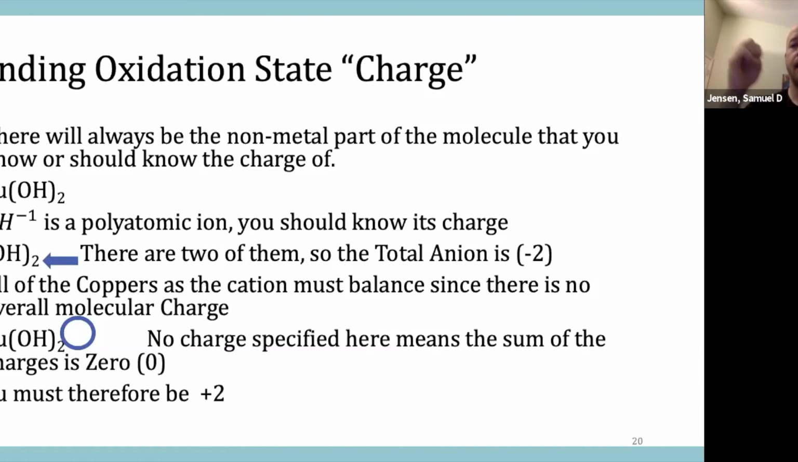In this case, I have -2. So what does the copper have to be in order for these two to go together? If the hydroxide is -2 total, because there are two of them, that means the copper has to balance that out as a +2.